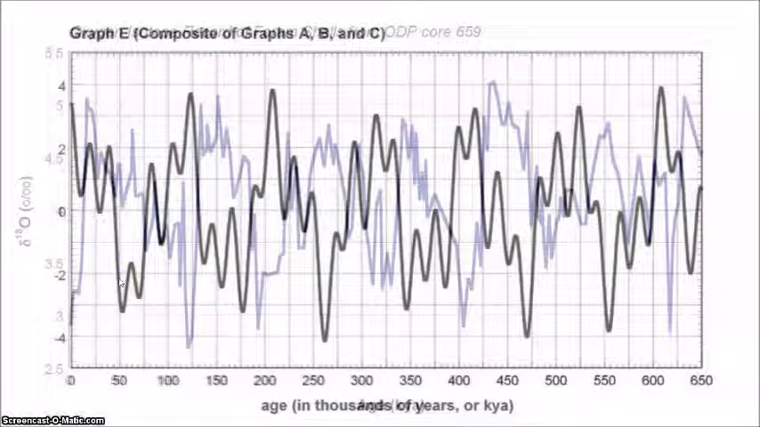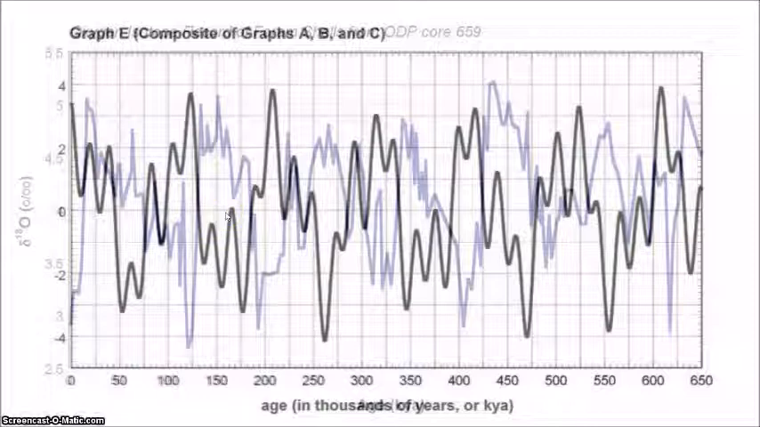Now, check it out. Every time the black line goes low, we have an increased amount of oxygen 18. So the black line goes low, we have a glacial period. The black line goes high, we have an interglacial period. Low, glacial period; high, interglacial period. So there does seem to be a correlation. Now it kind of falls apart as we go farther along through here. But notice there's a little bit of a pattern going on.